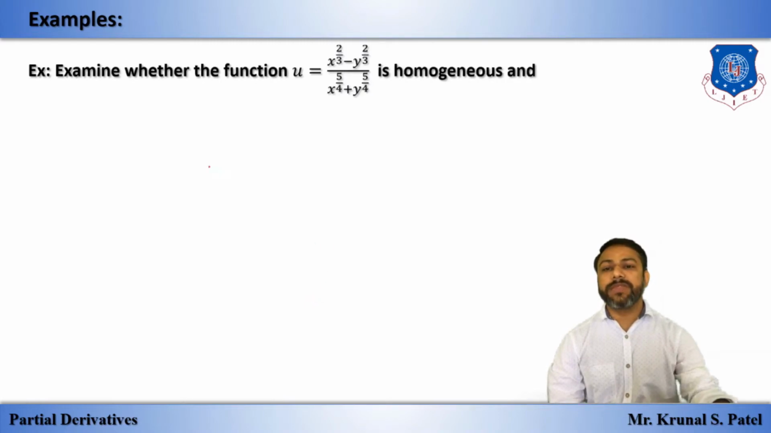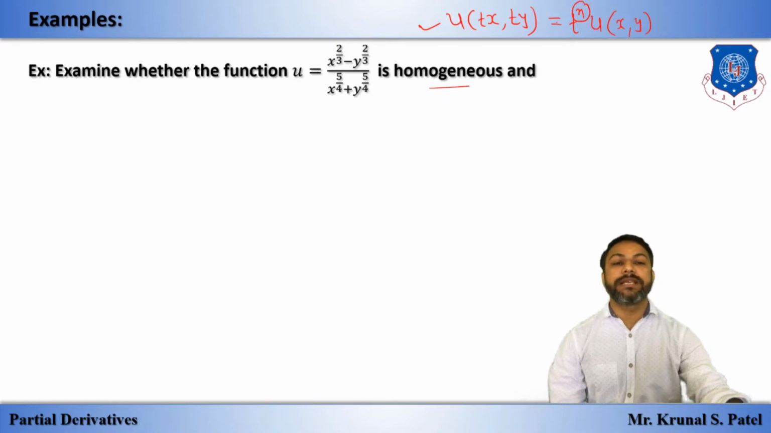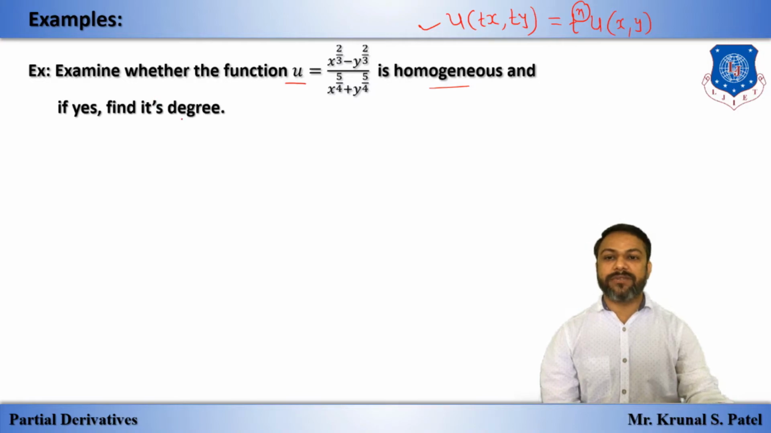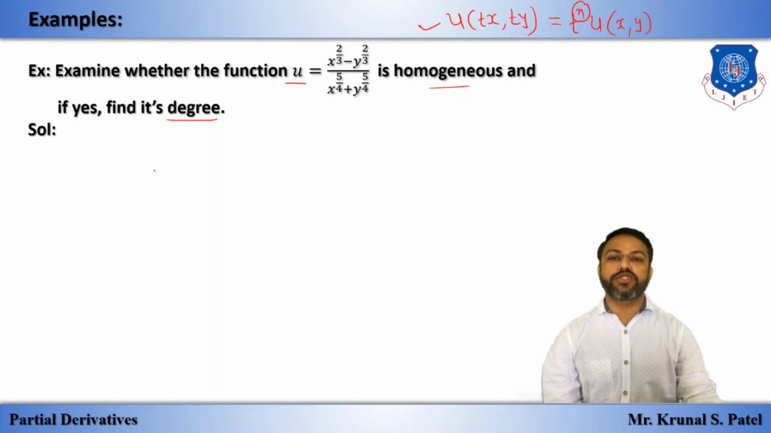First example, examine whether the function u is equal to this is homogeneous. So first we will examine whether this function is homogeneous or not. Whenever we get the form u of tx, ty is equal to t raised to n into u of x comma y, with any power of t, then we can say that the given function is homogeneous. And if this function is homogeneous, then find its degree, and that is the power of t. Okay, so let's start with the solution.